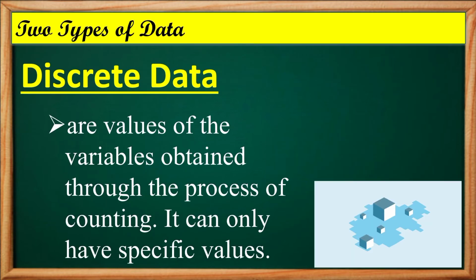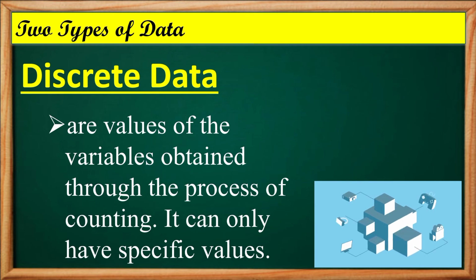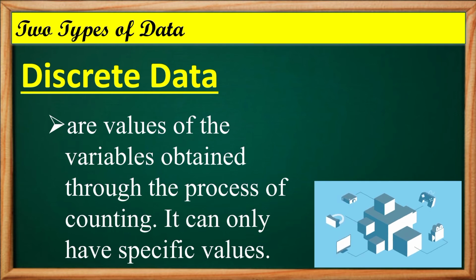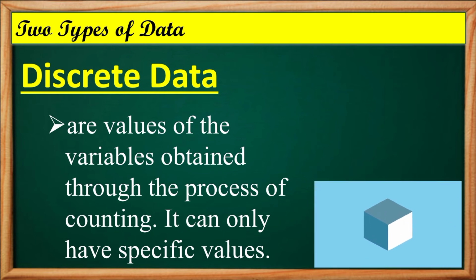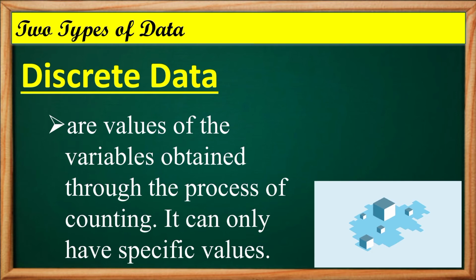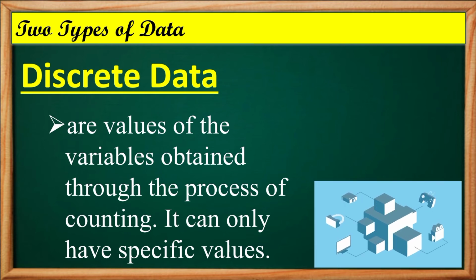Now, discrete data are values of the variable obtained through the process of counting. It can only have specific values. Example, the number of students in a class. Siyempre, hindi natin pwedeng sabihin na how many of you in your section? 21.5. Ano yung 0.5? Di ba kalahati? Meron bang kalahating estudyante? Meron ba kayong kaklase na kalahating tao lang?